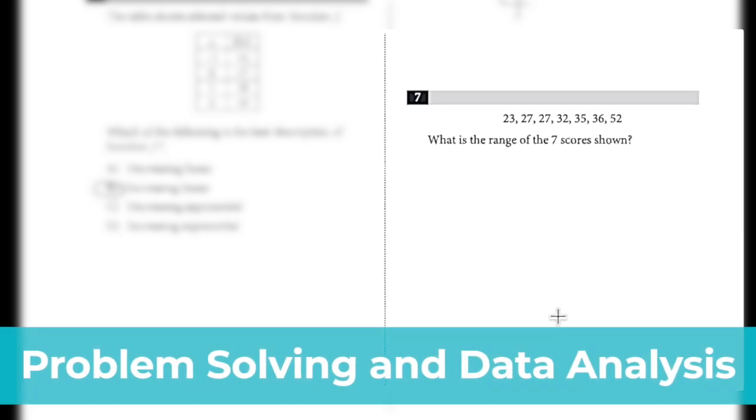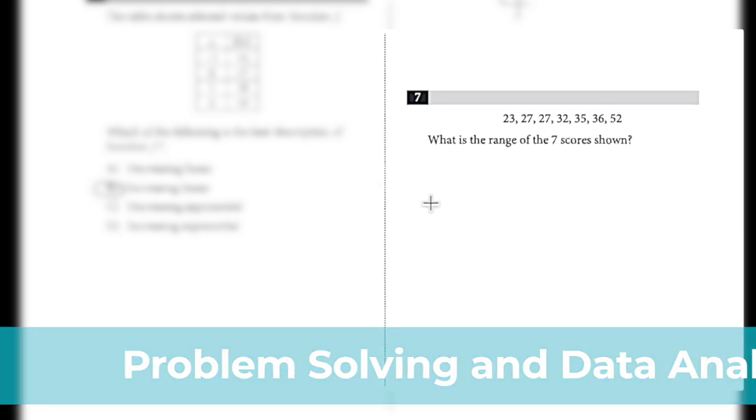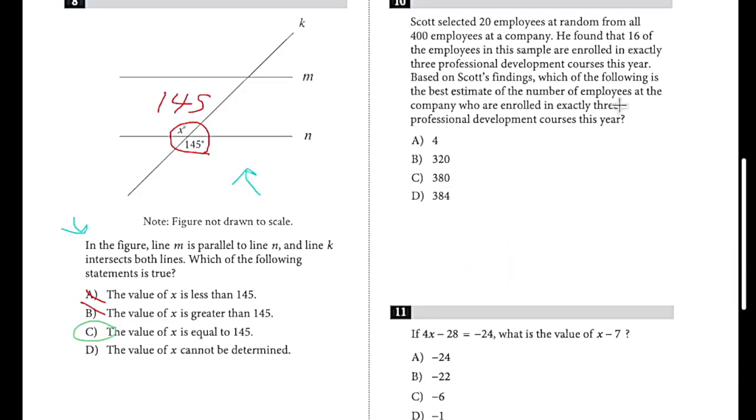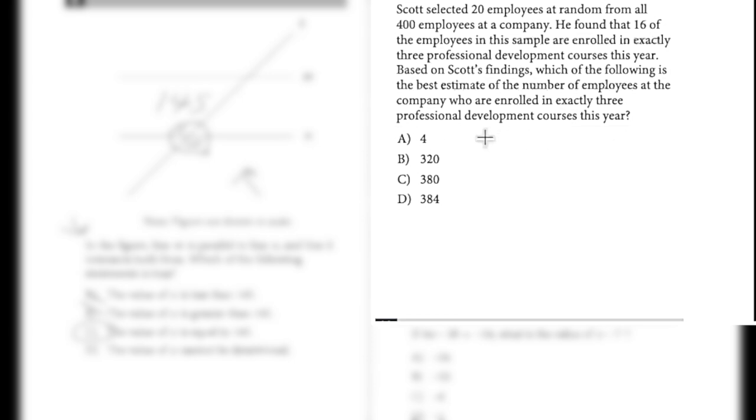What is the range? The range is the biggest number minus the smallest number. It looks like they put it in order for us. Very sweet of them. 52 minus 23, 29.